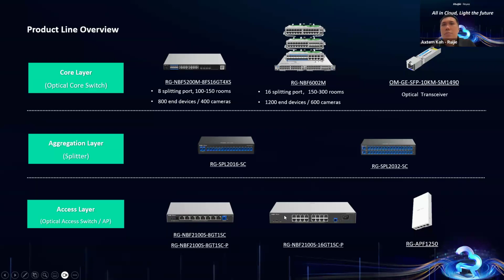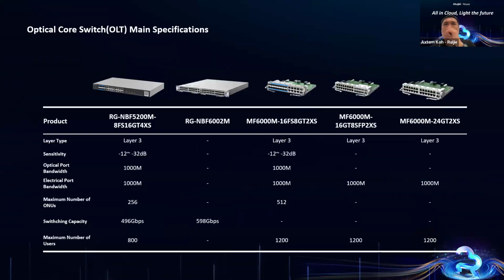For the access layer equipment, we have 3 switches: MPF 2100 with 8 ports and 1 SC, MPF 2100S with 8 ports, 1 SC and PoE, and another model with 16 ports and PoE. The AP is only available in one model right now, APF 1250. For more detail, check the next pages, which show the optical bandwidth, switching capacity, and maximum number of concurrent users.